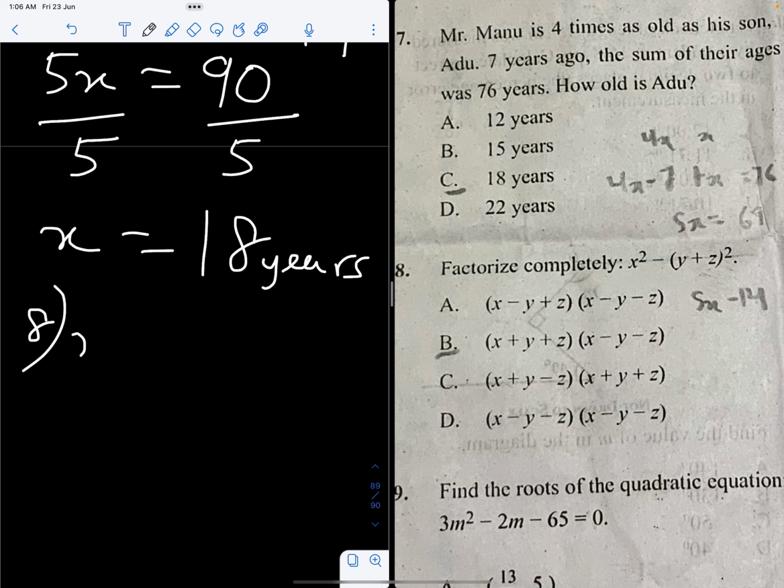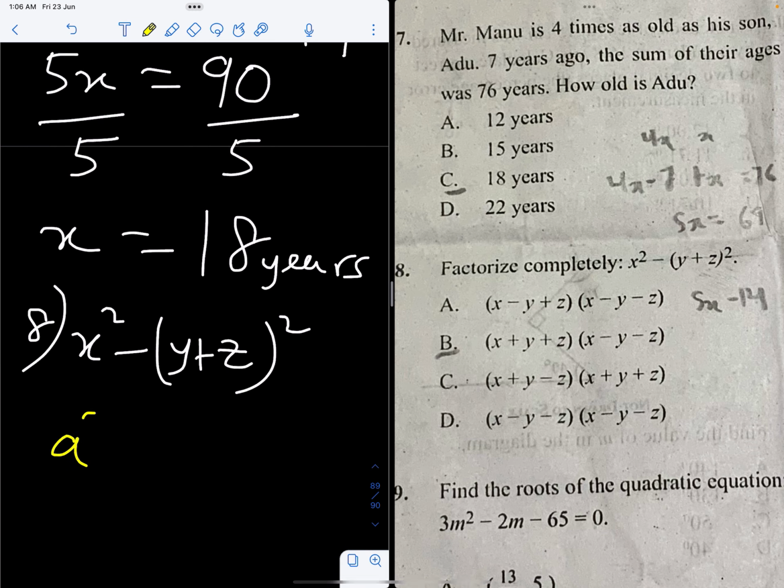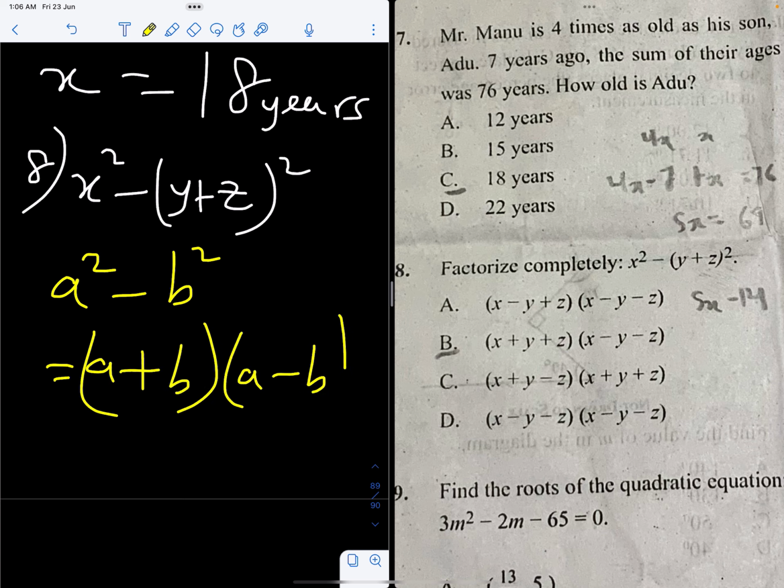Factorize completely x squared minus the square of y plus z. This is very simple. You should remember the difference of two squares. A squared minus B squared is equal to A plus B times A minus B. Now here, x is A, while y plus z is B. So that's what we are doing.